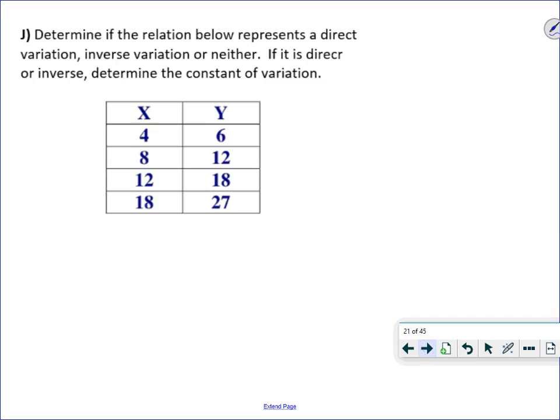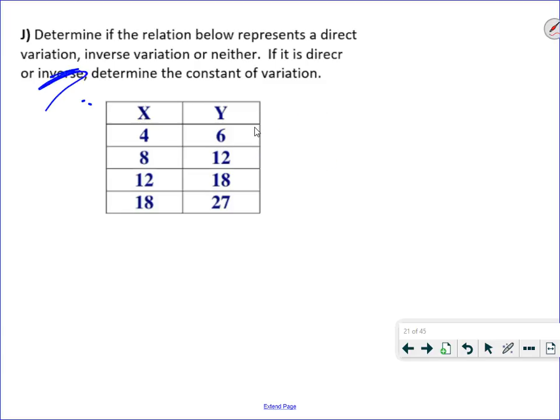that one. So here, determine if this. So here's what I want to do: what is x times y? It is 24. Here, x times y is 96. And this is x times y. This and this are not the same. So this is not inverse variation.